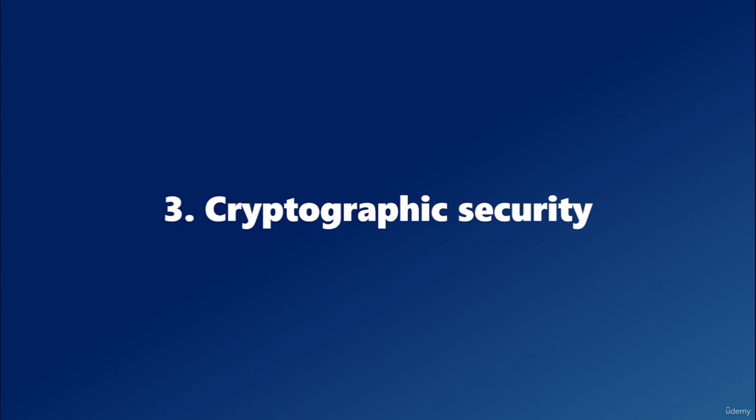Number 3. Cryptographic security. Blockchain utilizes advanced cryptographic techniques to ensure the security and integrity of transactions. Each transaction is digitally signed using a private key, which can be verified using a corresponding public key. This cryptographic security prevents unauthorized alterations to data, ensuring that transactions remain tamper-proof.